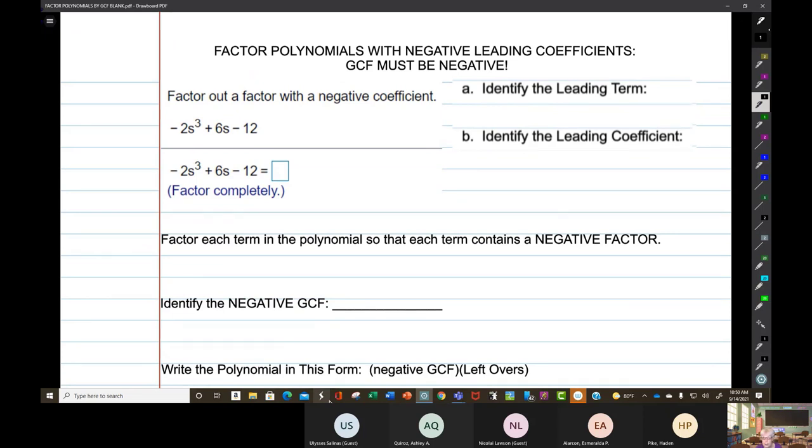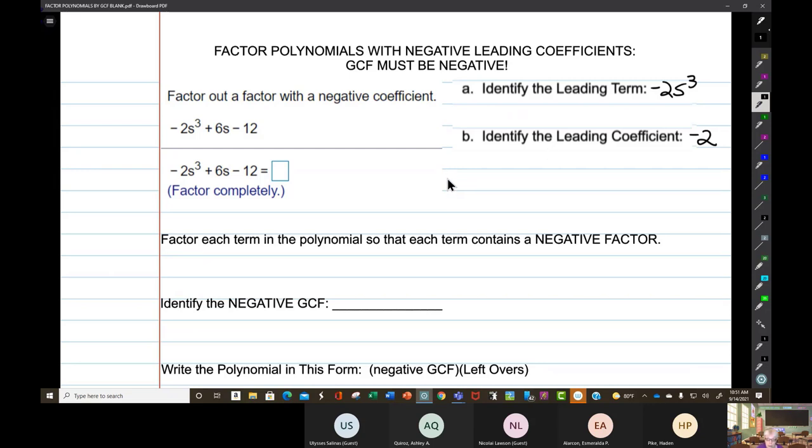I'm going to find the leading term and the leading coefficient. The leading term is negative 2s to the third power, negative 2s cubed. And the leading coefficient is negative 2. This changes everything. When you have, well, this is a rule. When you have a negative leading term, you must have a negative GCF. That's a rule. I didn't make the rule. It's a rule.